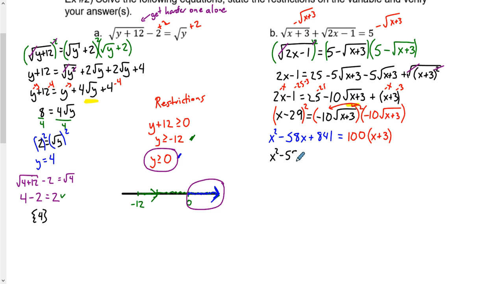Yes, this is for sure one of our more difficult ones, just because there's a lot more work to do with it. But it doesn't hurt to do harder ones in our notes, so that when you do assignments, they're actually nice. I'm distributing my 100 in. And then I can get my one side equal to 0. So I subtract my 100x and subtract the 300.